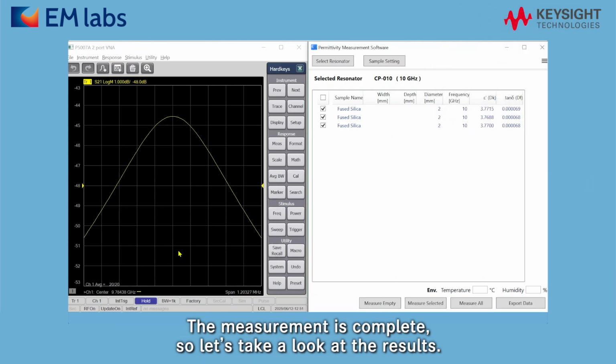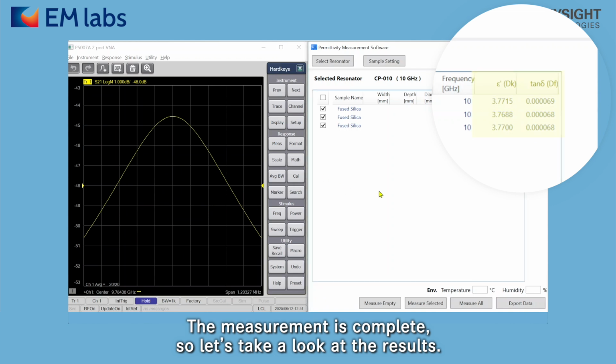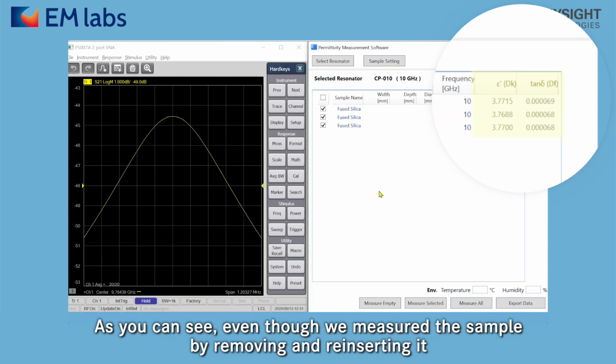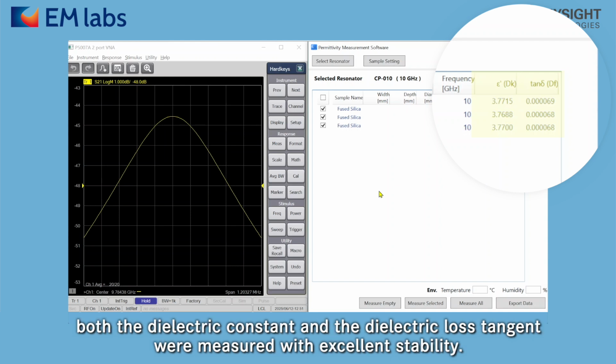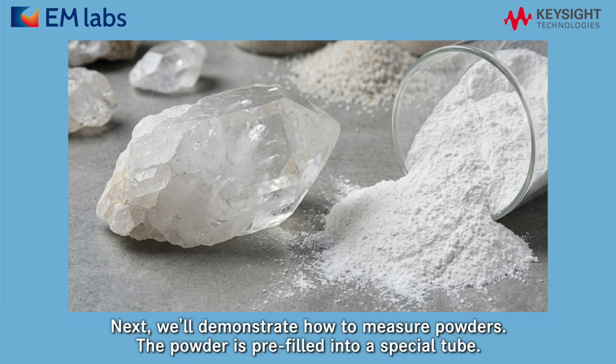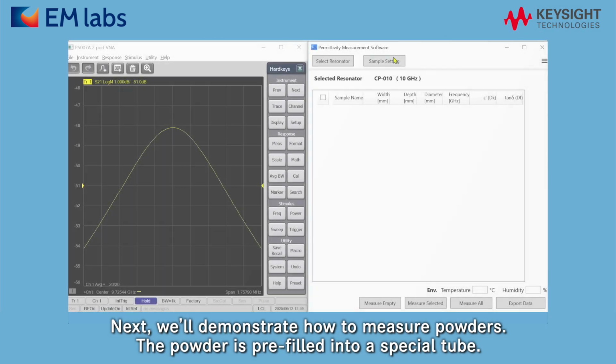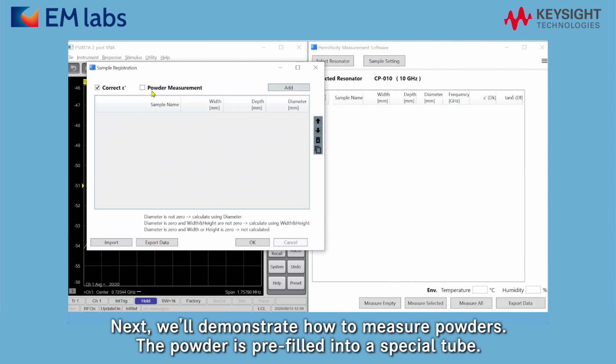The measurement is complete, so let's take a look at the results. As you can see, even though we measured the sample by removing and reinserting it, both the dielectric constant and the dielectric loss tangent were measured with excellent stability. Next, we'll demonstrate how to measure powders. The powder is pre-filled into a special tube.